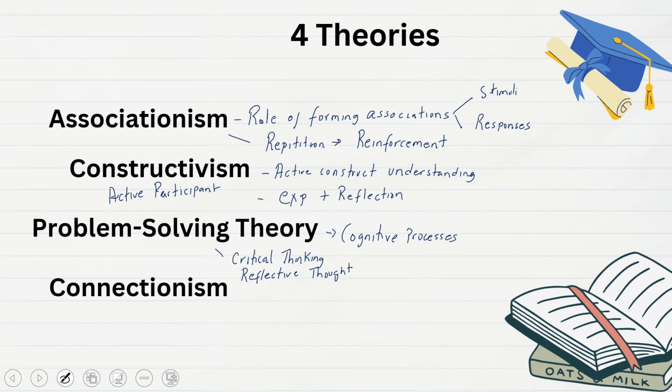And next is connectionism. This basically explains learning as the formation of connections between stimuli and responses, but often through trial and error. So it emphasizes the gradual strengthening of correct responses by trial and error, by practice and by reinforcement.